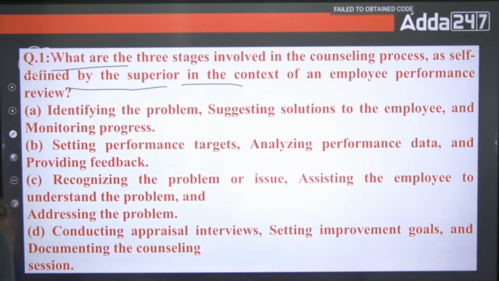right? Identifying the problem, suggesting solution to the employee and monitoring progress. B option is setting performance target, analyzing the performance data and providing the feedback. C is recognize the problem or issue, assisting the employee to understand the problem and addressing the problem. And D is conducting appraisal interview, setting improvement goal and documenting the counseling session.